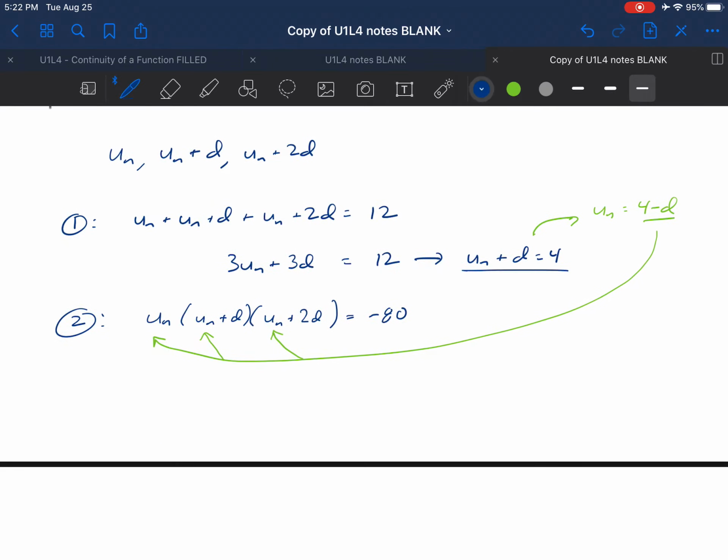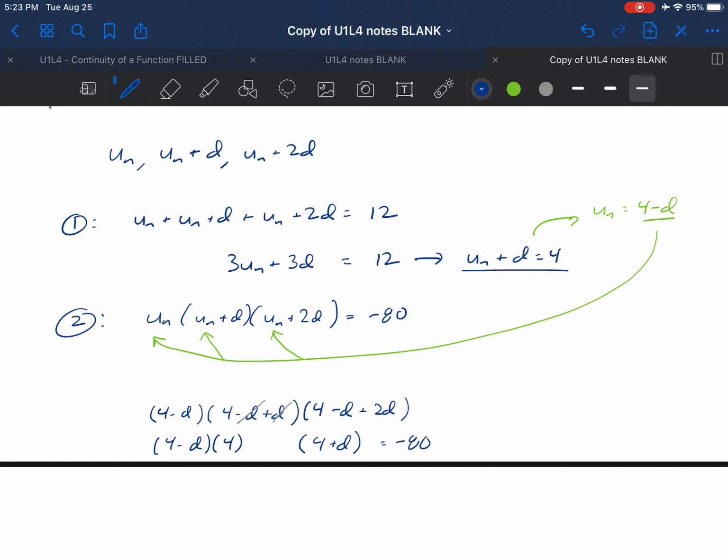I'm going to take that expression and plug it in there, and there, and there. If we do that, we get 4 minus d times 4 minus d plus d. Oh, that's nice, these are going to cancel out. Might as well do that now. And then the last one, we get 4 minus d plus 2d, which really becomes 4 minus d times 4 plus d, and that is equal to negative 80.